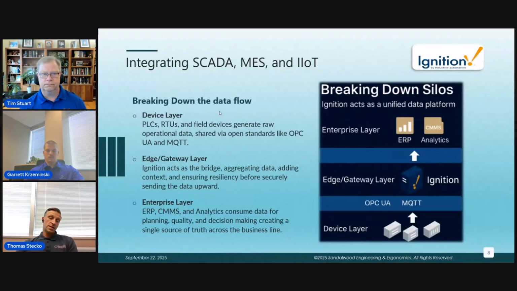So let's just say, as an example, again, we used this in the past: if the network drops, we can use Ignition Edge to keep local control running. And once the connectivity is restored and synchronized, we can push the data back into the gateway.